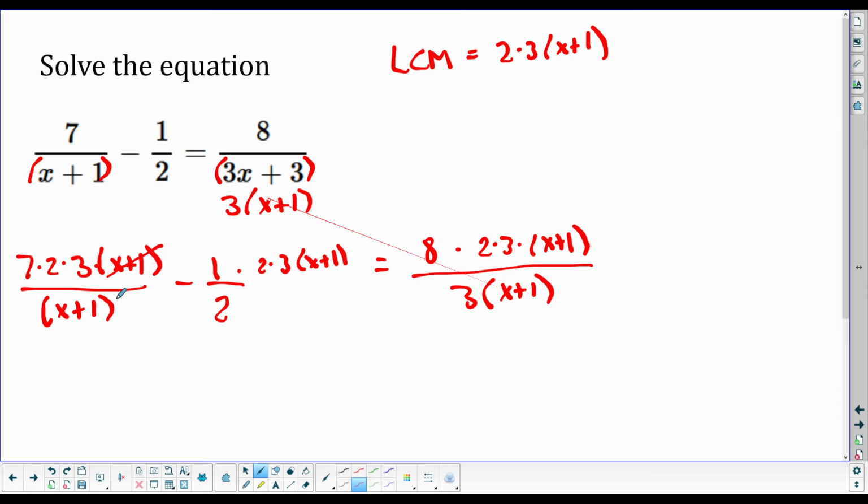So this x plus 1 and this x plus 1 will cancel out. And so I'm left with 7 times 2 times 3. That's 7 times 6. That's 6 times 7 is 42. And then here, the 2's will cancel out. And so I've got minus, and it's 1 times 3x plus 3. So that's really negative, right? And I'm going to multiply those out, 3x plus 3.